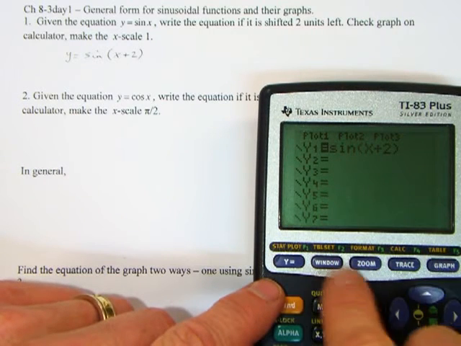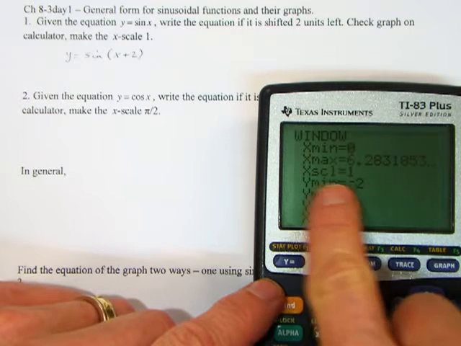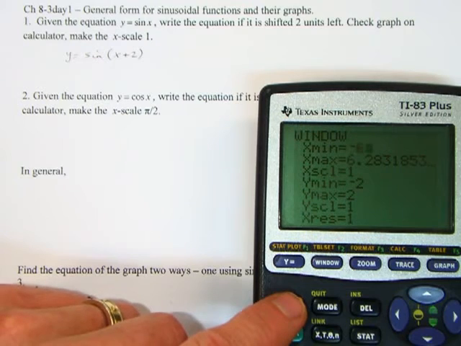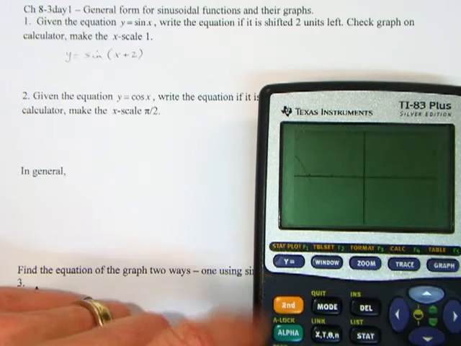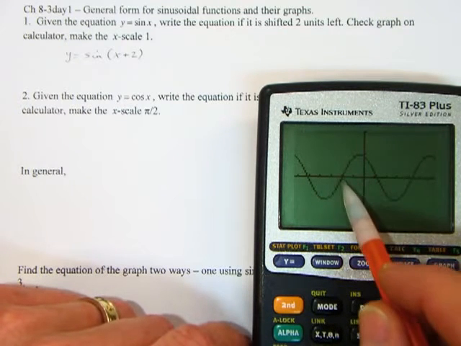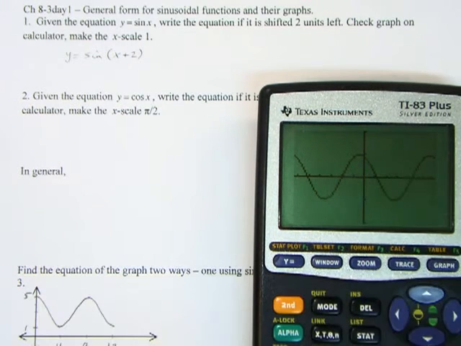X plus 2. I can go to window and make the x scale 1. Actually, let's go to -2 pi, not -6 pi. And so we'll hit graph. And yeah, we can see that this point right there, which is our standard sine, was shifted 2 units left.